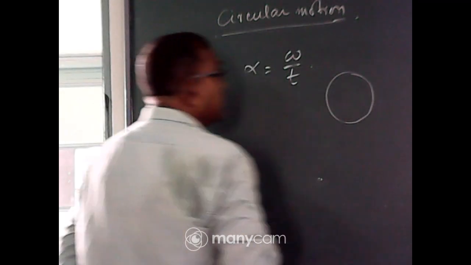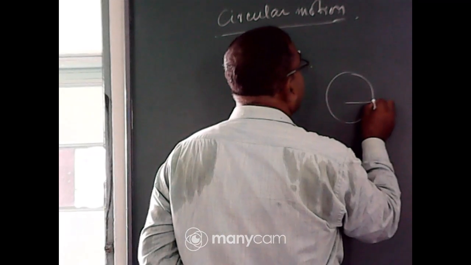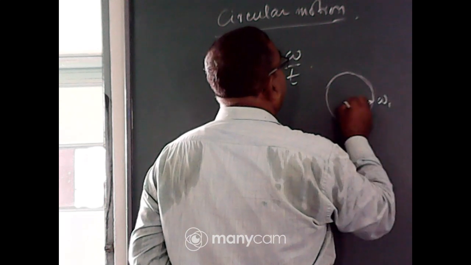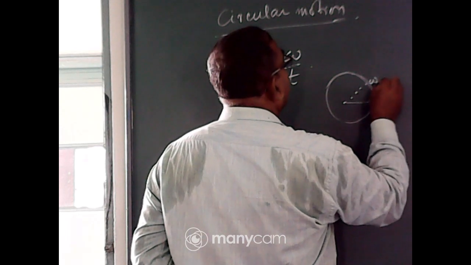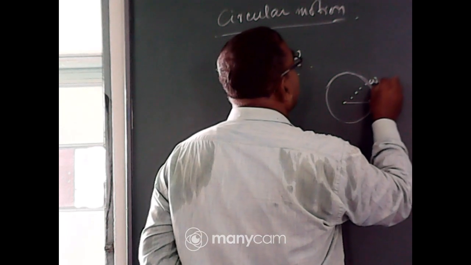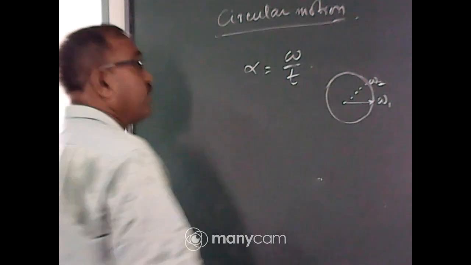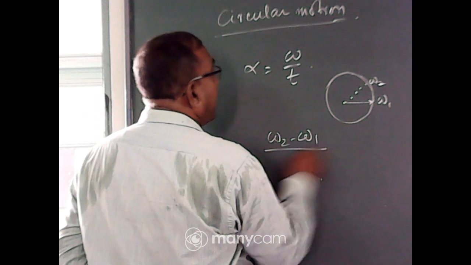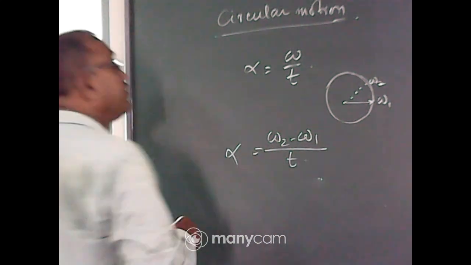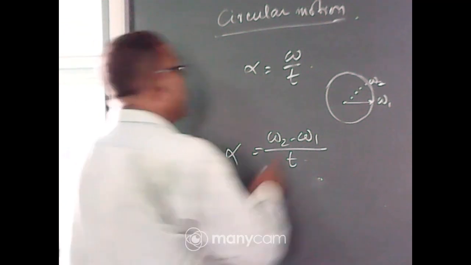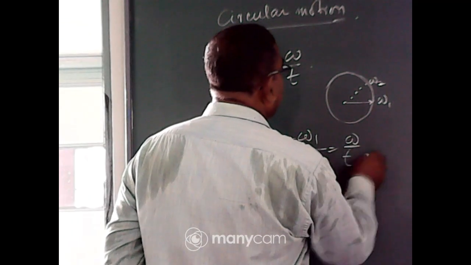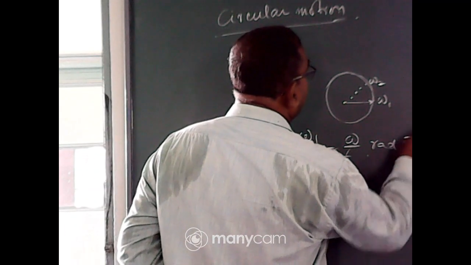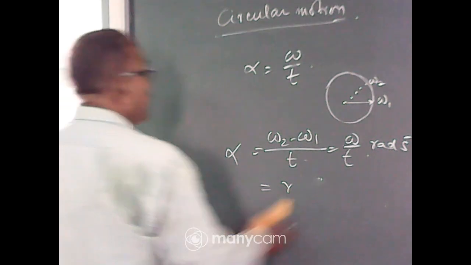Suppose an object is moving in a circular path with angular velocity omega 1, and after a time t, the particle acquires an angular velocity omega 2. Change in velocity, omega 2 minus omega 1, by time is equal to the acceleration. You denote that value by alpha. So the unit will be rad per second square.